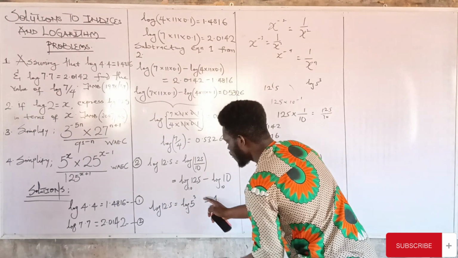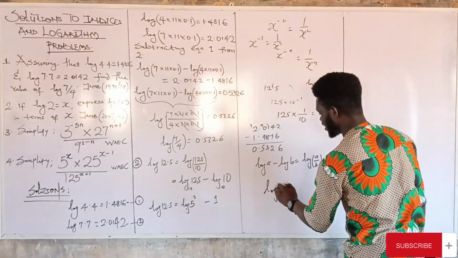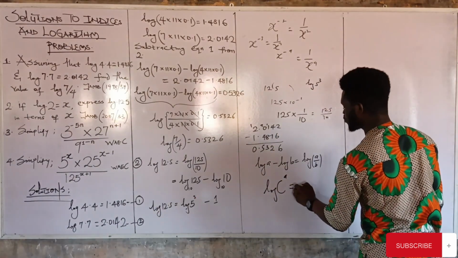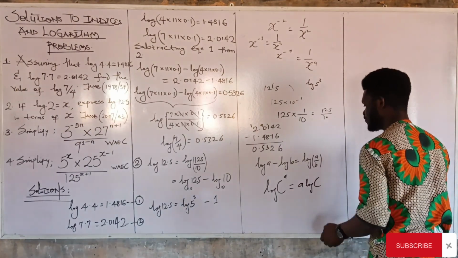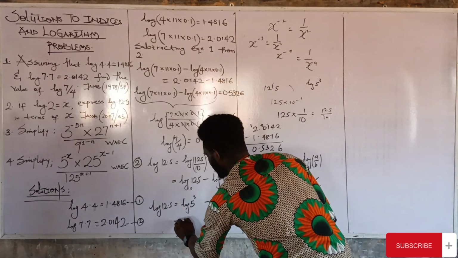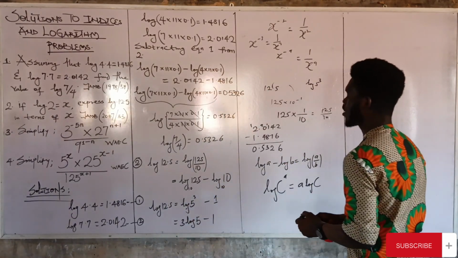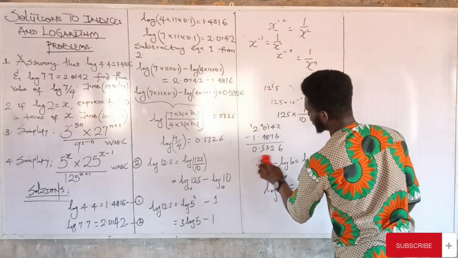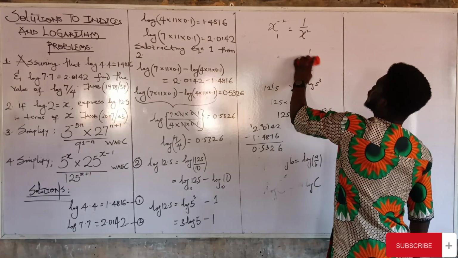Now once you've done that, what happens to this power? I explained another law, I think in my other class, that log of c raised to the power of a must be equal to a log c, the a is brought to the front. So that's what's going to happen here. This 3 is going to be brought to the front. We now have 3 log 5 minus 1. So we are systematically bringing out the solution to that question.